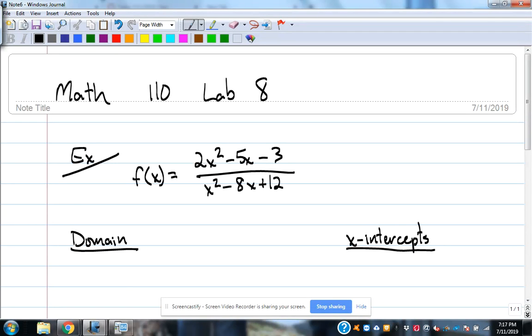110. This is lab number 8. We're going to talk about a rational function. We're going to talk about finding the domain, the x-intercepts, and the vertical asymptotes for a rational function.